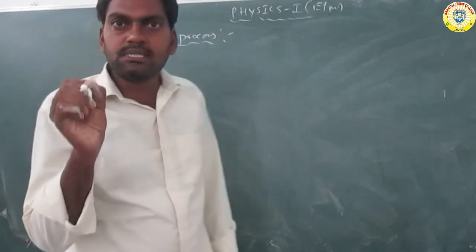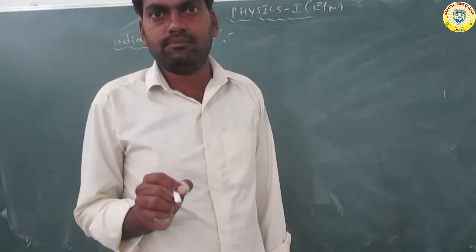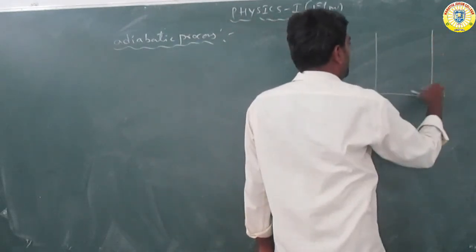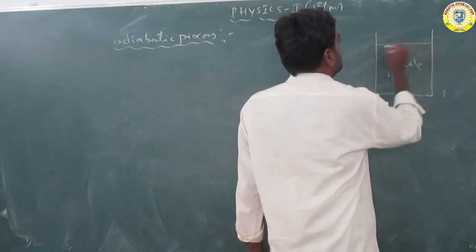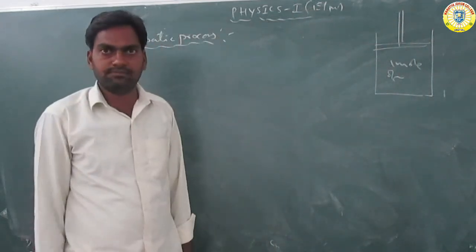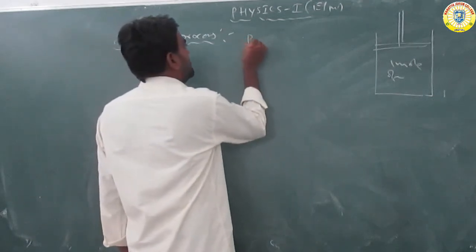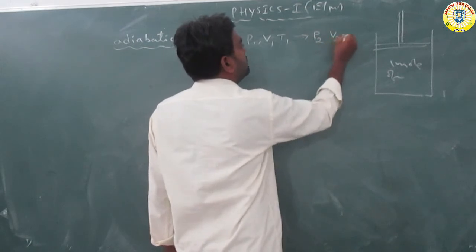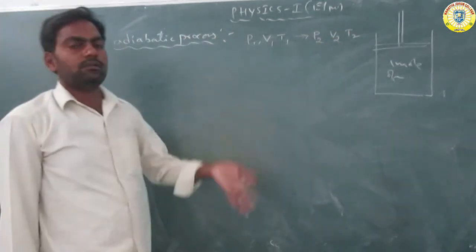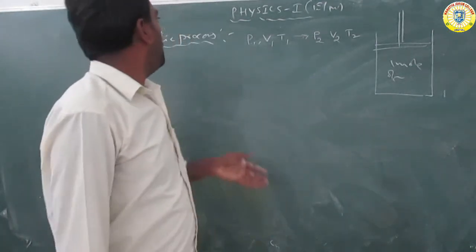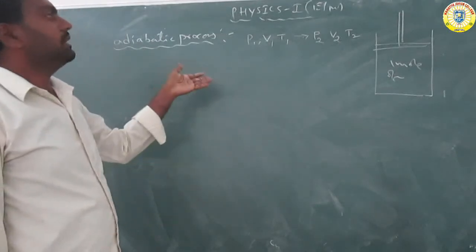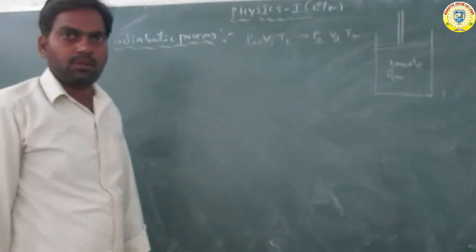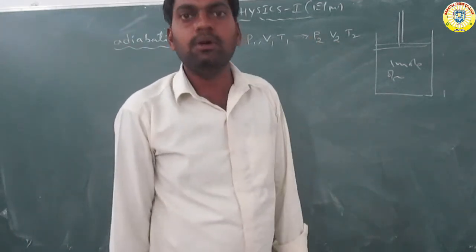Now we take a cylinder containing 1 mole of gas with a frictionless piston. The gas initially has pressure P1, volume V1 and temperature T1. It changes finally to pressure P2, volume V2 and temperature T2.